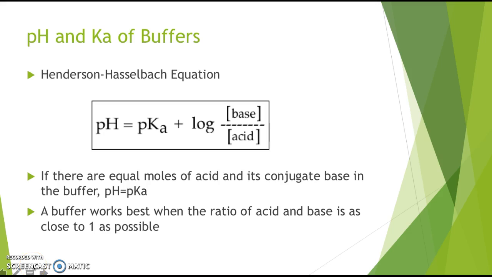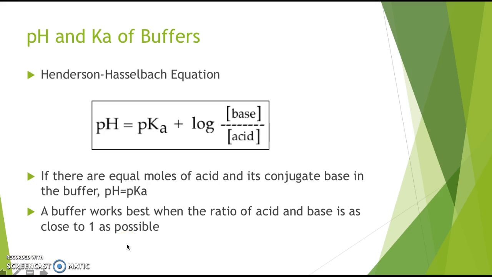The pH and Ka of buffers are directly related. The Henderson-Hasselbalch equation shows the relationship of the two in a buffer. It states that the pH of a buffer is equal to the pKa plus the log of the concentration of the base over the concentration of the acid.